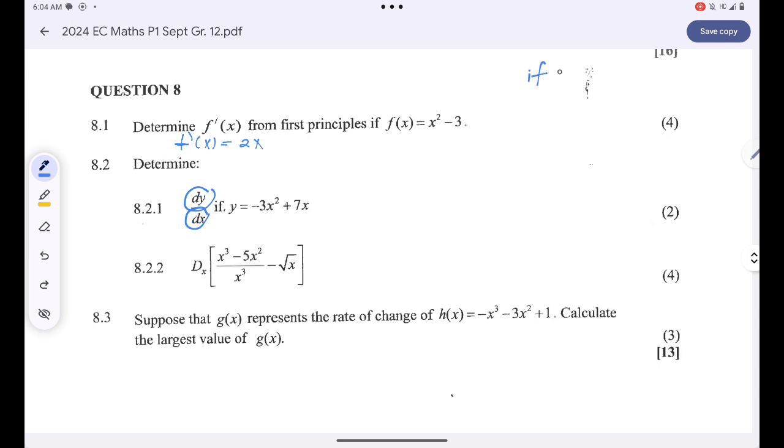if f of x is just equal to a times x to the power n, therefore the derivative of f of x will simply be n multiplied by a and then x to the power of n minus 1. You just have to take your exponent, multiply it to the base, and then subtract 1 from your exponent. That's how you find your derivative.